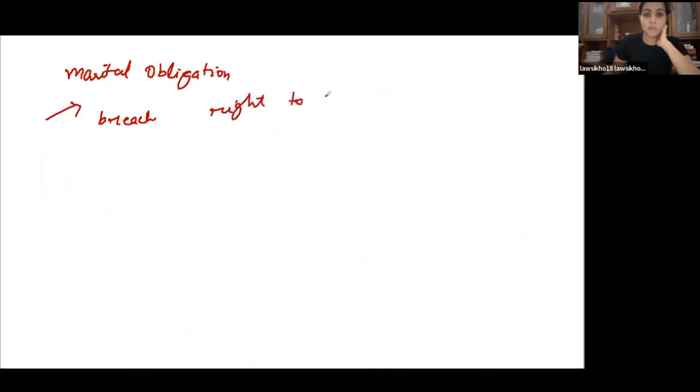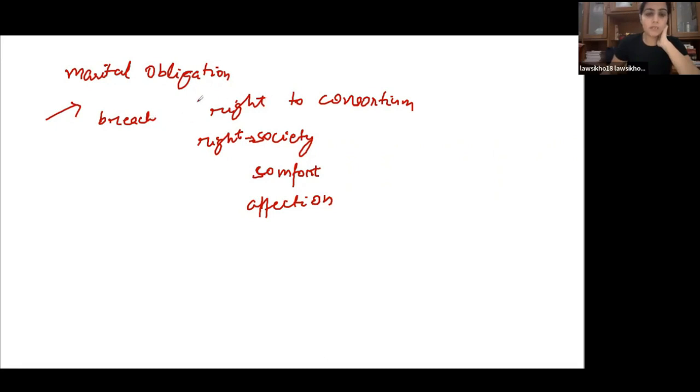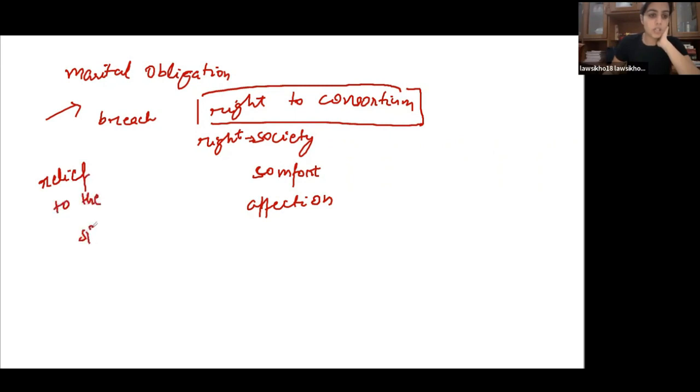there are certain marital obligations which the spouses have towards each other. And in case there's a breach of these marital obligations, especially of right to consortium, which we talked about, right to each other's society, to give comfort, and affection to each other. So if there's a breach of this marital obligation, the legislature gives a relief to the spouse, whereby the spouse can approach the court for a decree of restitution of conjugal rights.